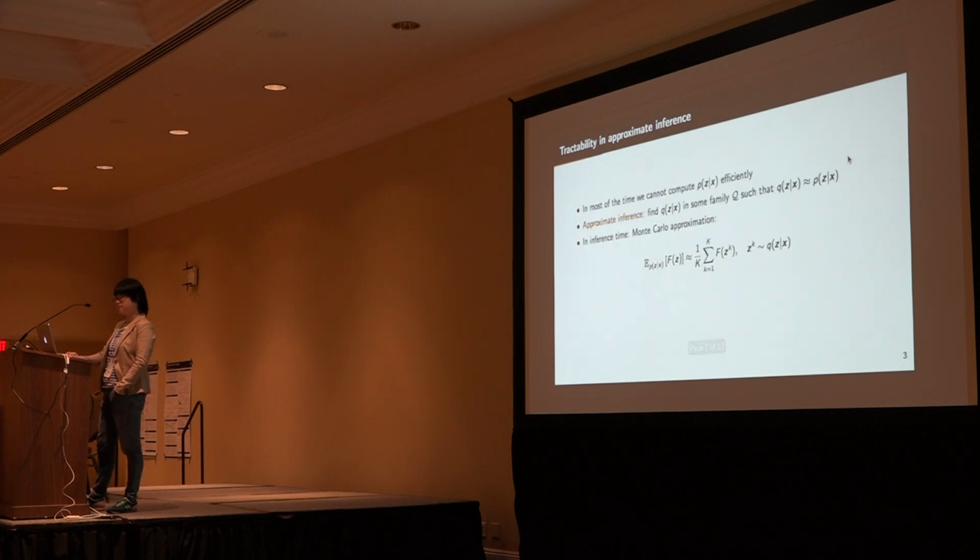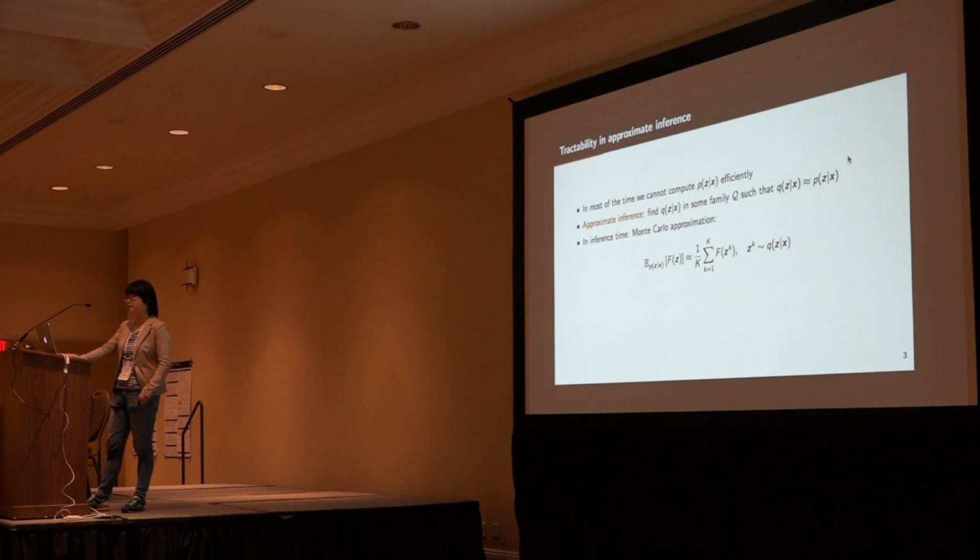Let's look at approximate inference, because we know that in many cases the exact posterior is intractable. In approximate inference, we usually find q(z|x) in some family Q, such that q(z|x) is approximately equal to the posterior. After we obtain this approximate posterior, at inference time we can approximate the expectation, and nowadays people extend this to Monte Carlo approximation, which means you take samples from q(z|x) and then compute the empirical average of the function f given the samples.